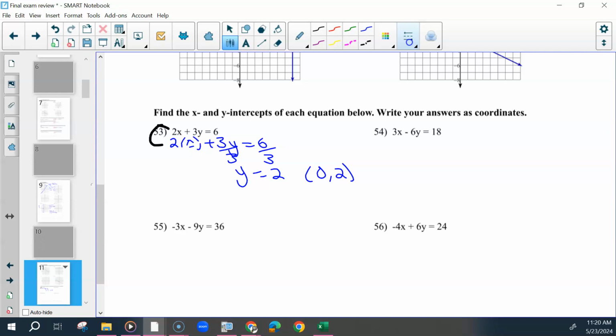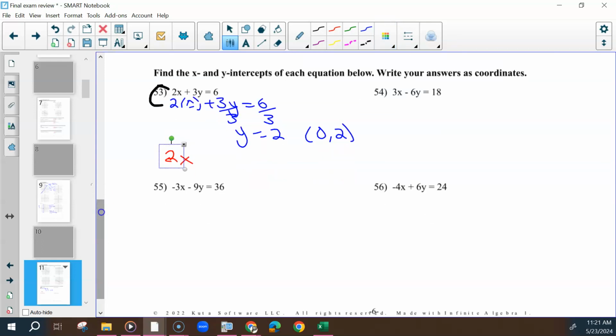Then I would do the same thing to find x, but opposite. Put 0 in for y now. And solve this for x, divide everything by 2. And then write that as an ordered pair. Other intercept questions?